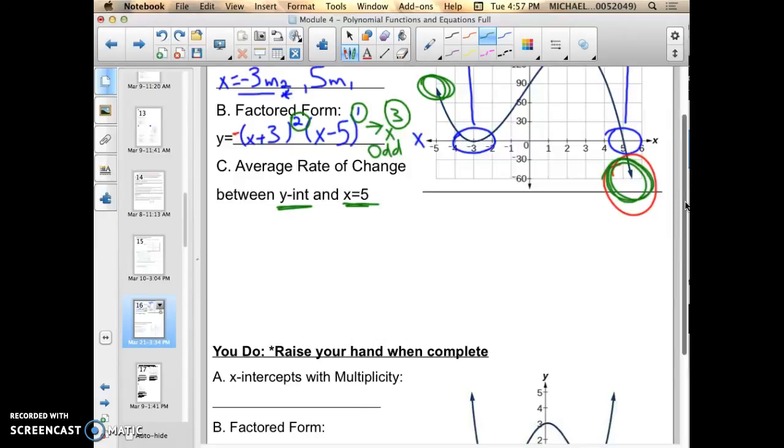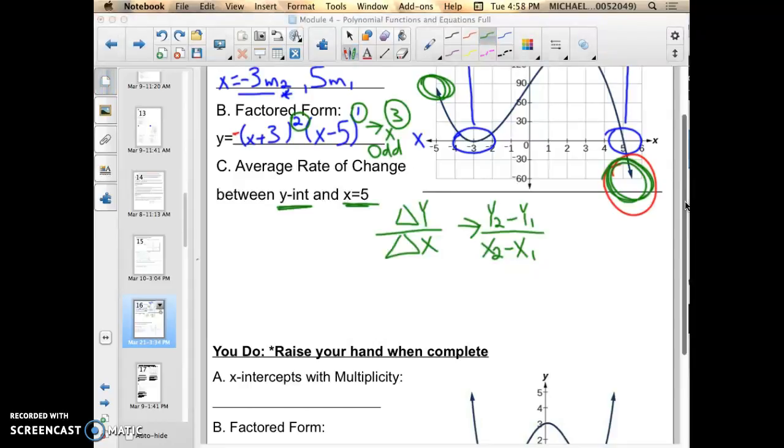In this case, I have to use the average rate of change formula, which is just the change in y's over the change in x's, and I can show that a little differently, meaning y2 minus y1 over x2 minus x1. So in this case, I have to identify two different plotted points. And they want the average rate of change between the y-intercept and x equals 5.